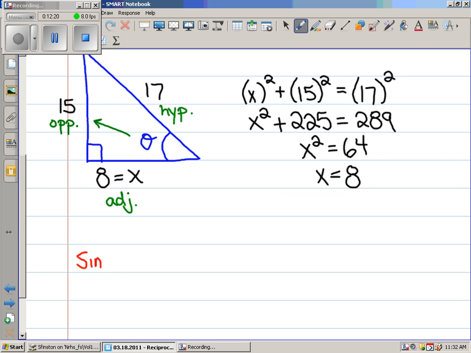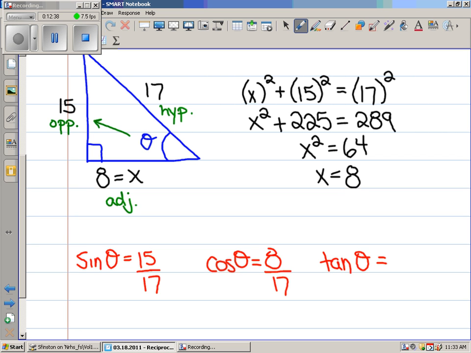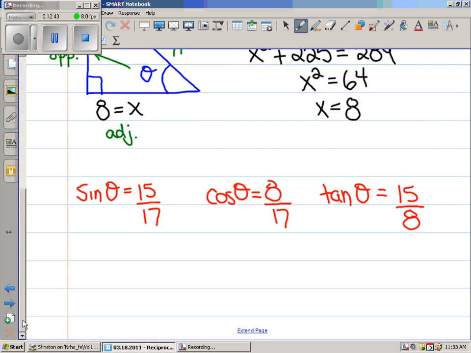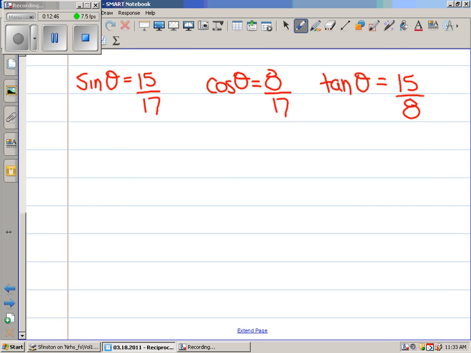Let's do the sine. Sine of theta. What's the cosine? What's the tan? Nice. Now I don't even need my triangle because if I've got those, what's the reciprocal of sine? Very nice. Cosecant of theta, 17 over 15. Very nice. The reciprocal of cosine is secant.